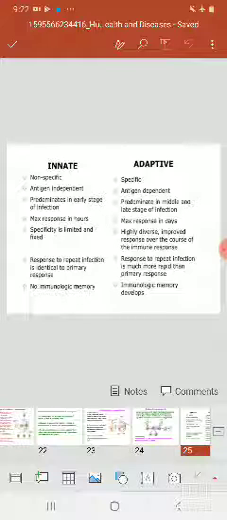Now, the difference between innate immunity and adaptive immunity. Innate immunity is non-specific, adaptive immunity is specific. Innate immunity is antigen independent, adaptive immunity is antigen dependent. Innate immunity predominates in the early stage of infection. Adaptive immunity predominates in the middle and late stage of infection. The maximum response in innate immunity is within hours, the maximum response in adaptive immunity is in days, because it is acquired.